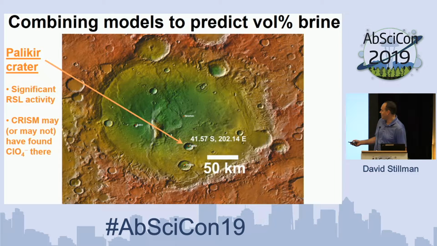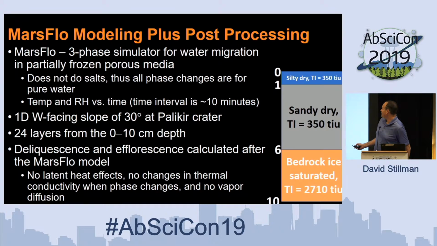We have to pick a place on Mars to use it. So naturally, let's just pick Palikir Crater because it's got a ton of significant RSL activity. I'm kind of an RSL guy. And CRISM might have found perchlorate here. Others would disagree with that. So what we did was we used MARSFLOW modeling. While we're trying to get deliquescence and efflorescence to happen in MARSFLOW, it's not quite there yet. So we had to do some post-processing on that.